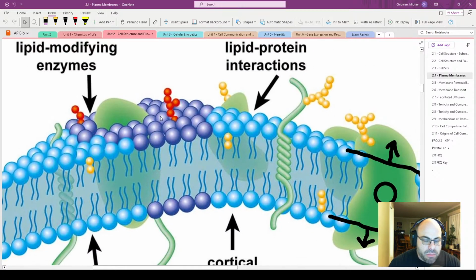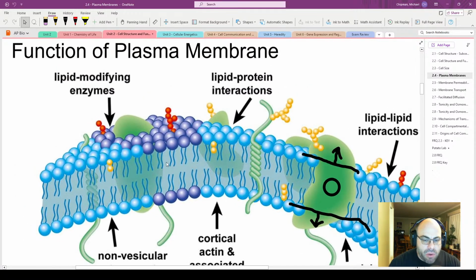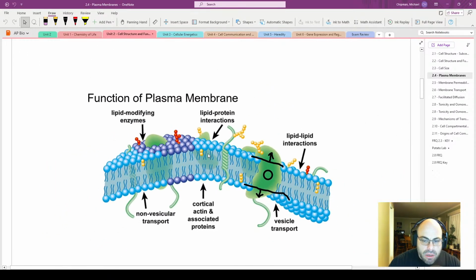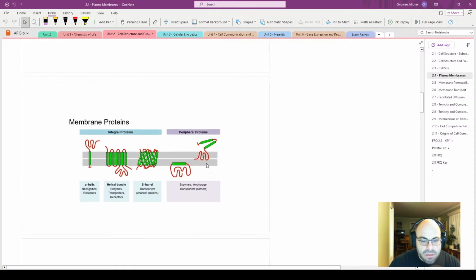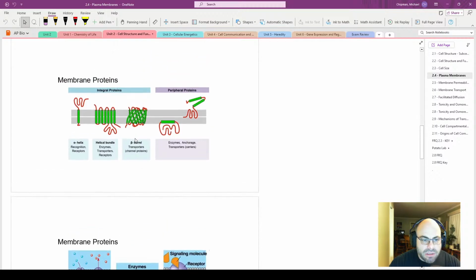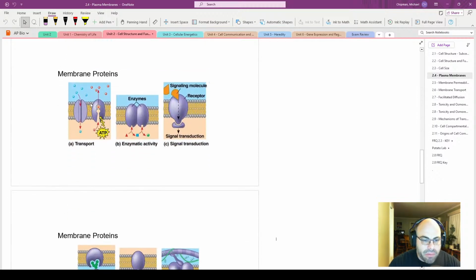Because there's a polar outside, they want to go towards the edge where there's water, and the non-polar insides want to stay toward one another. And so things that are non-polar usually don't have any problem getting across the membrane. Things that are polar will need some assistance to get across the membrane, and that assistance is usually in the form of a protein, like a membrane protein, like a transport protein.